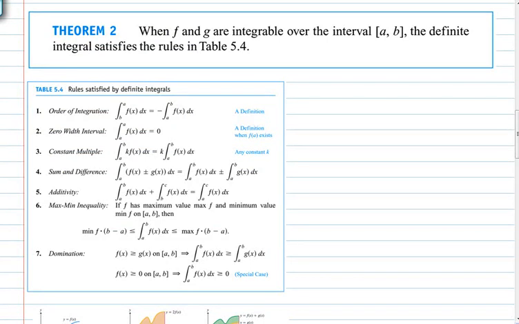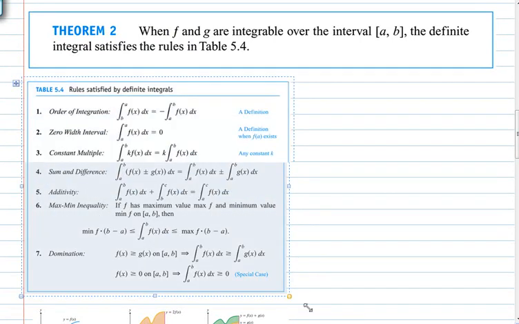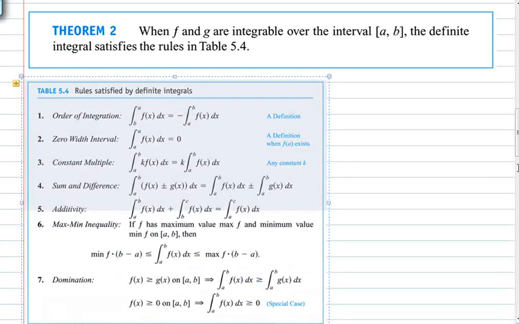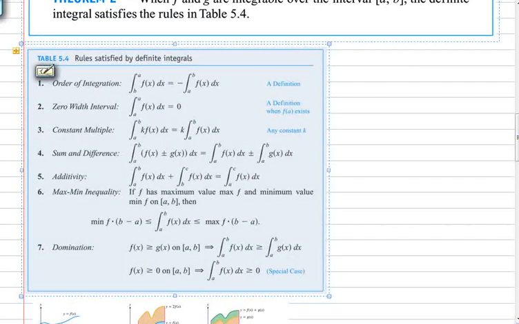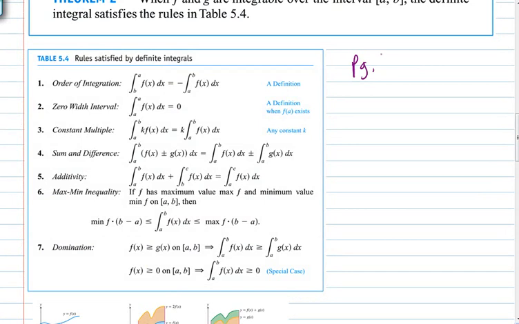Yikes, didn't want to do that. Hang on. I want to make this. This is table 5.4 in your book. I'm not sure what page it's on. What page? 317? Huh?